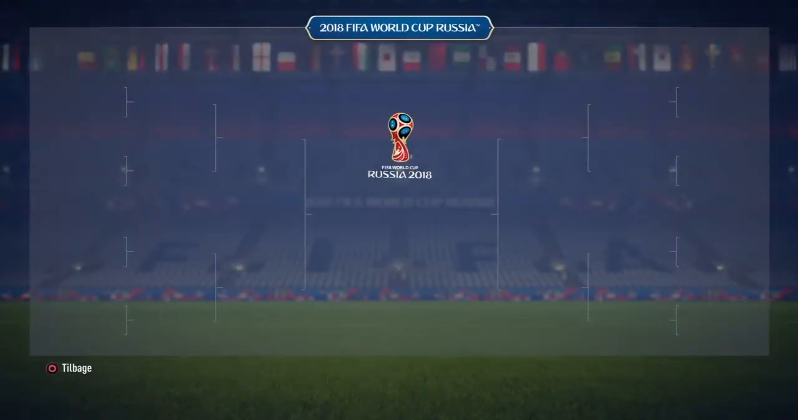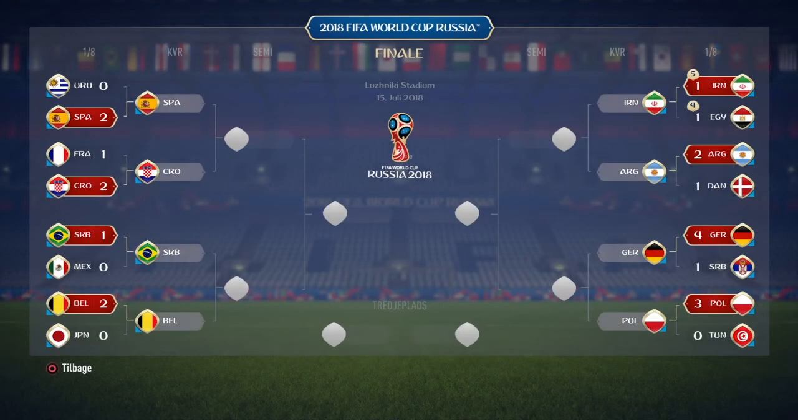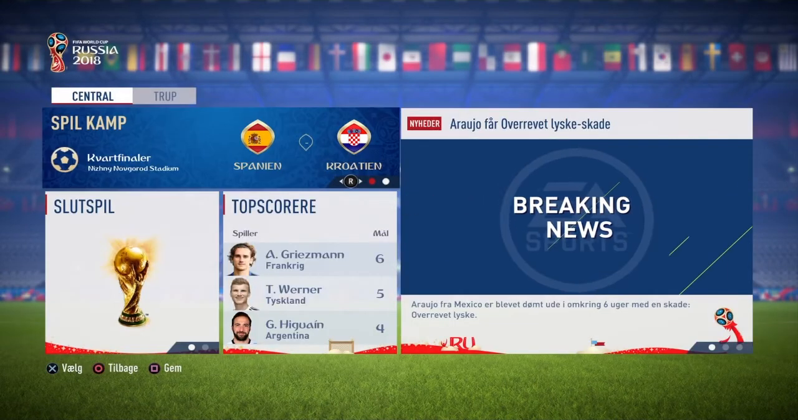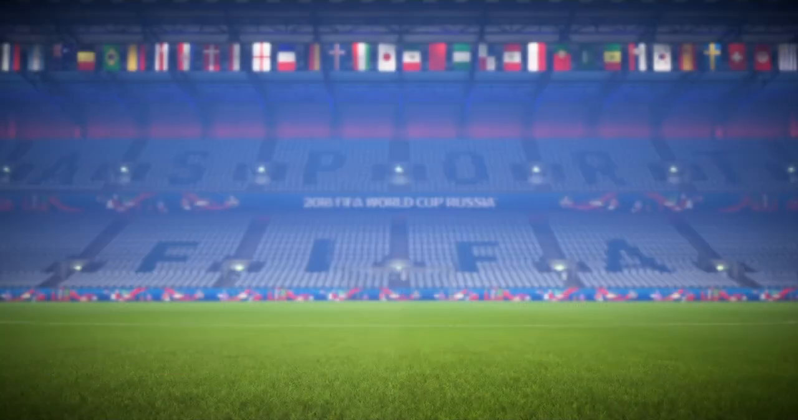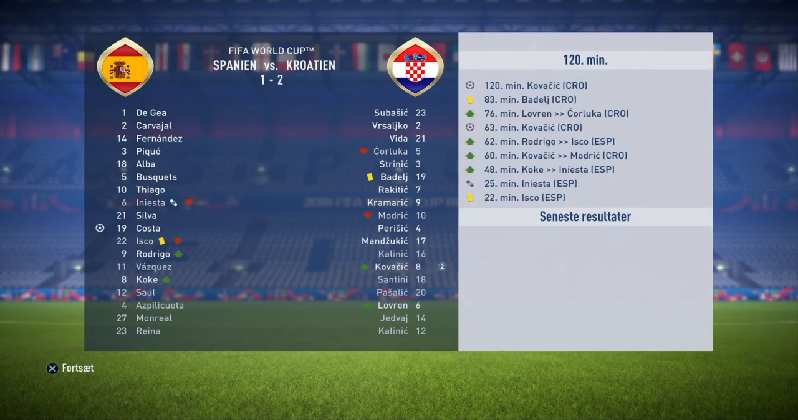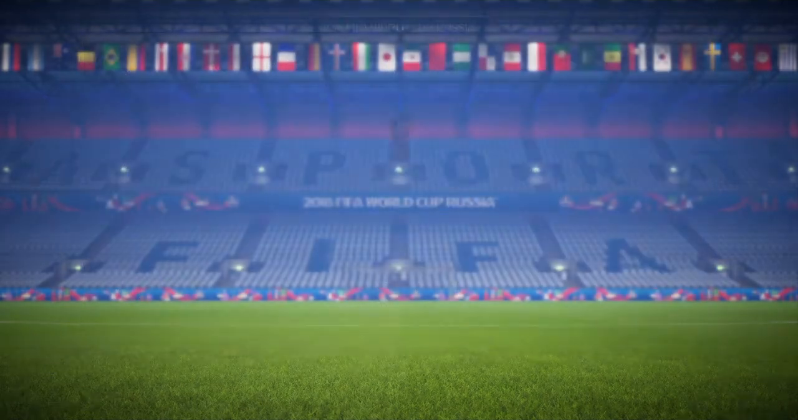Let's get back here to this. Iran against Argentina, and Germany against Poland. This is an interesting World Cup right now. And the first game, Spain versus Croatia. Let's see what is in store for us for this game. It is a 2-1 victory to Croatia.